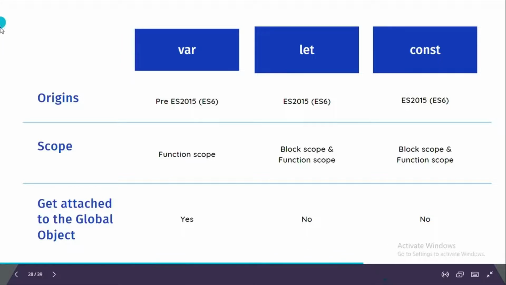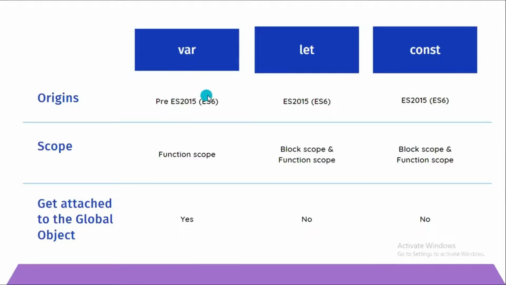If you see the first one, origin: var has been there from the beginning of JavaScript, but let and const were introduced in ECMAScript 6, or you can say ES2015. This is simple. How about scope? We have seen that var works with function scope only, and let and const create what? Block scope. That also we have seen, isn't it?